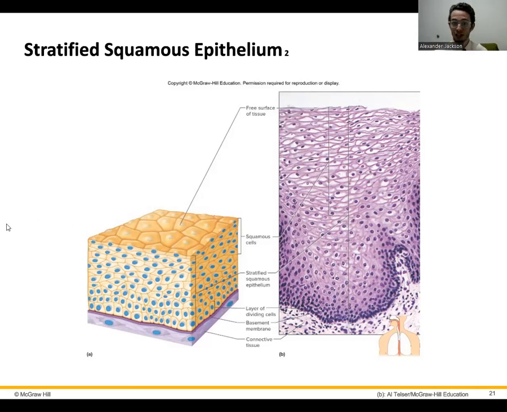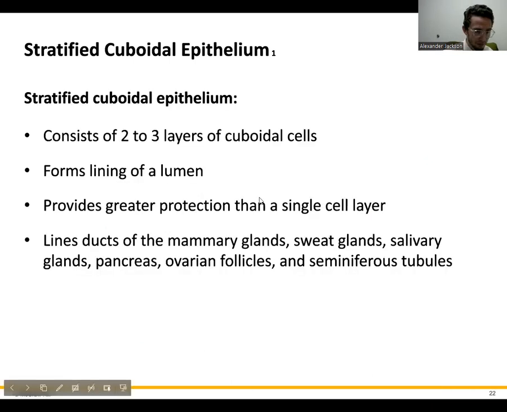So think about your skin, right? You slough off millions of cells every day because your skin is basically dividing, dividing, dividing, getting to the top of the skin, and then they slough off. Okay. So this is a really good protective agent in your skin as well as in your esophagus.